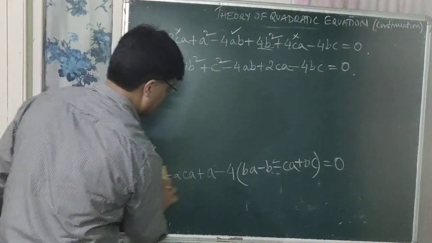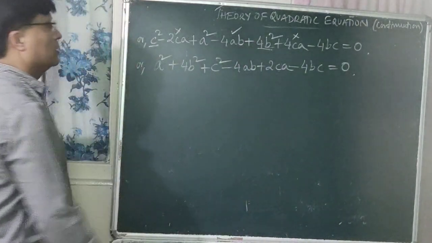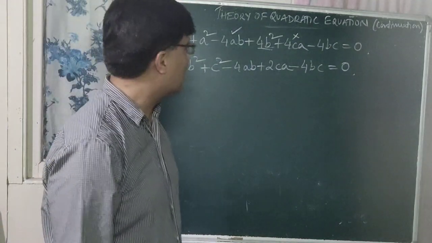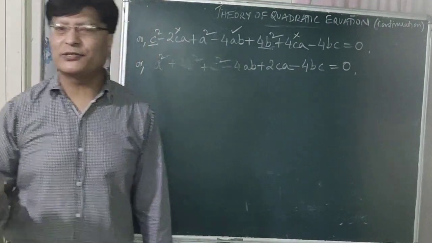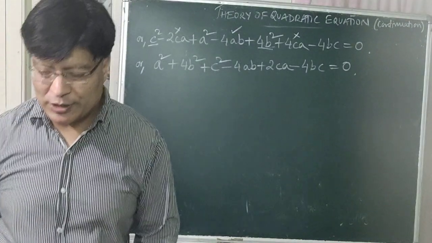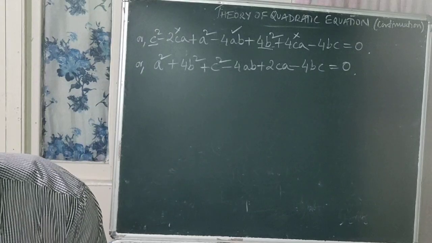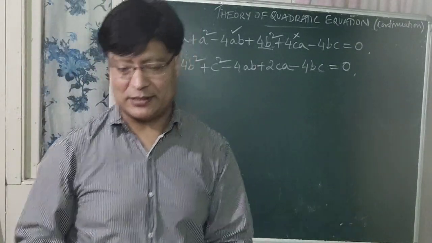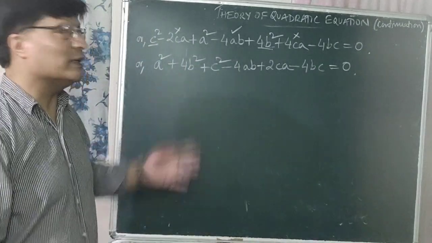Now how can we simplify it now? So a square plus 4b square plus c square minus 4ab plus 2ca minus 4bc is equal to 0. But in this case, what is to be proved? In the question, what do we have to prove? 2b is equal to a plus c only. 2b is equal to a plus c.